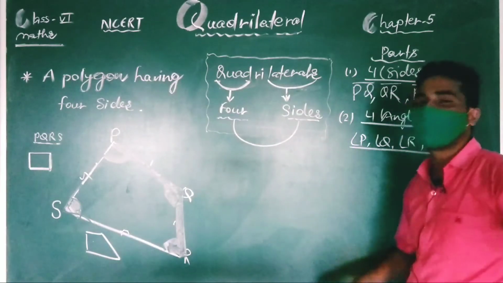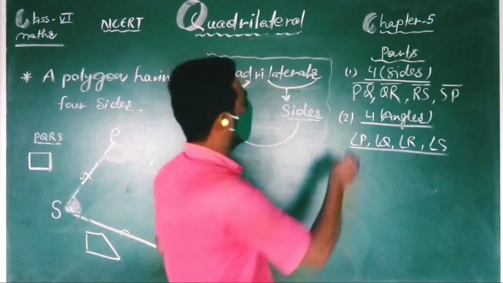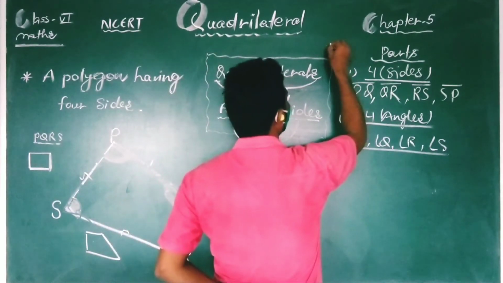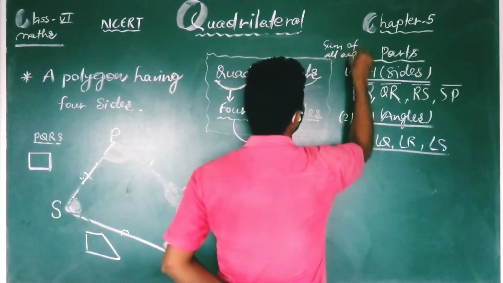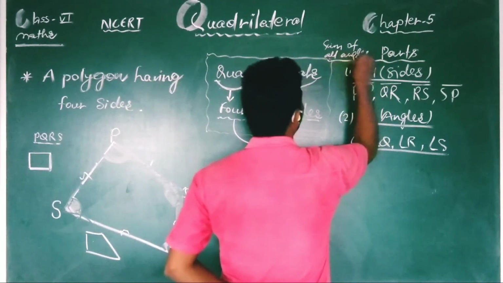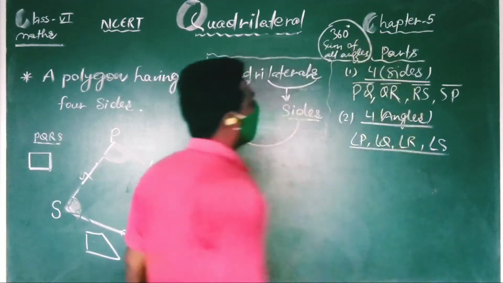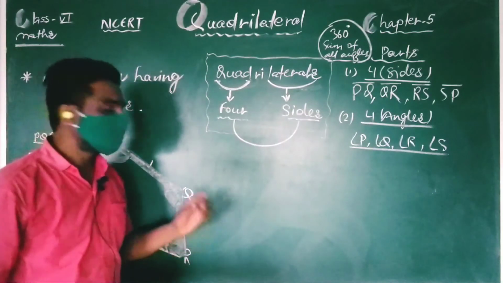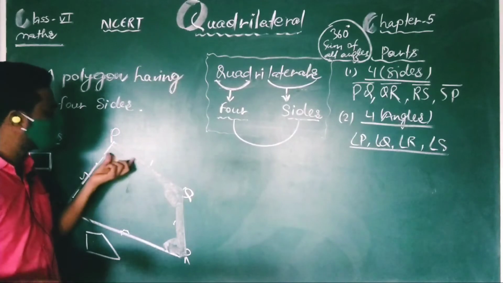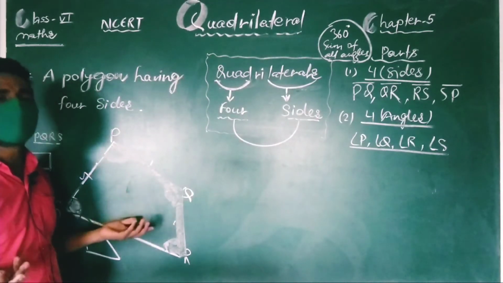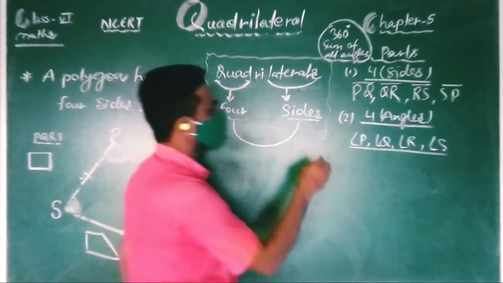Sir, what would be the measure of these 4 angles? Altogether the measure of 4 angles will be 360 degrees. I must tell you, the sum of all angles will be 360 degrees. In a triangle it was 180 degrees, but in a quadrilateral, 4 angles are there. So the sum of these 4 angles together will be 360. It does not matter what the measure of each angle is, they will be different, but all together it will be 360 degrees. So this is the second part.